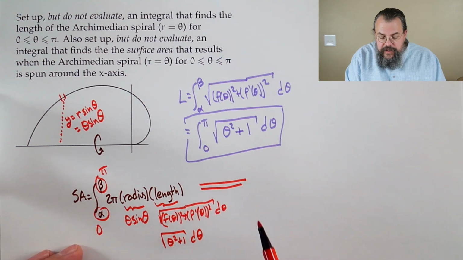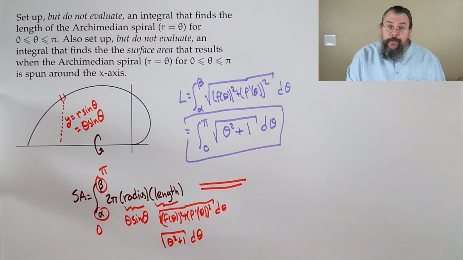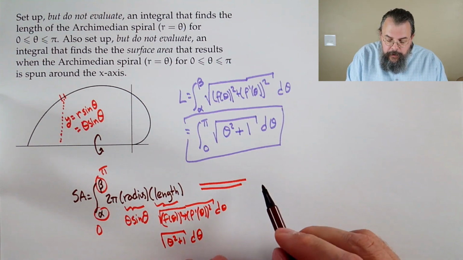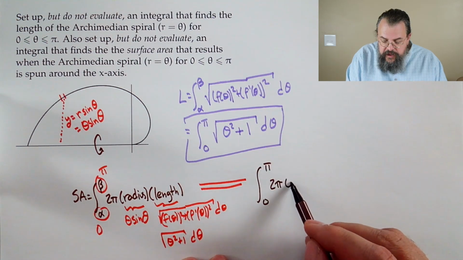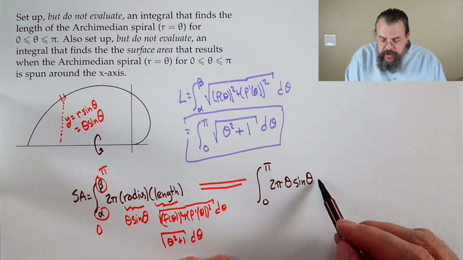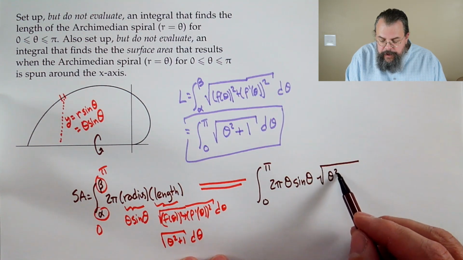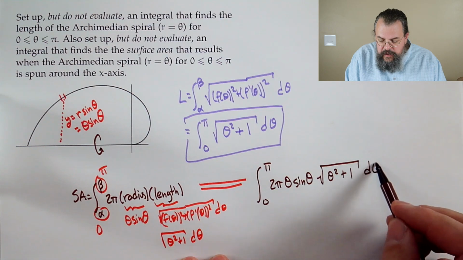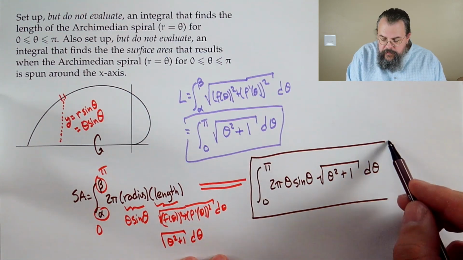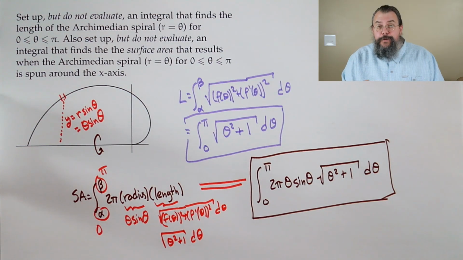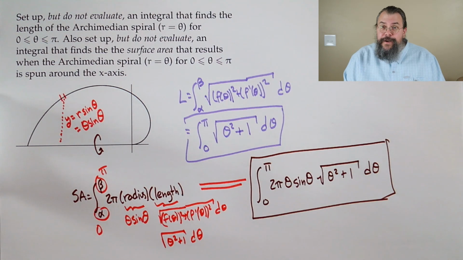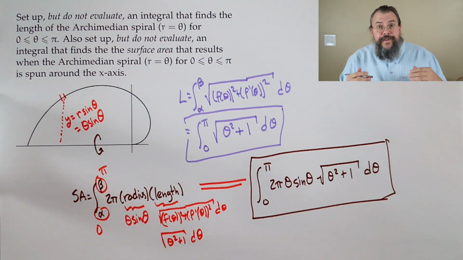So, putting it all together, what do we get? We get the following integral. Going from 0 to pi, 2 pi theta sine theta times the square root of theta squared plus 1 d theta. And we set it up. I'm pretty confident that we should not want to integrate this one. I don't know if we could. There's a lot of integrals we can integrate. We can always find it, of course, up to very high precision. But our goal was to set it up.